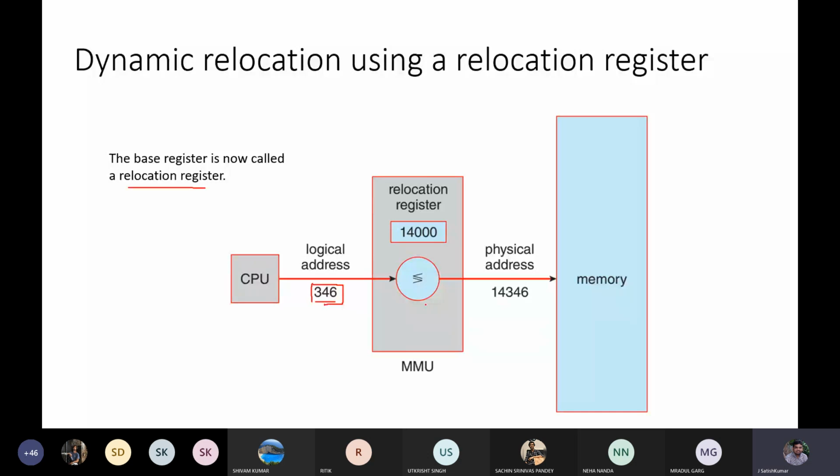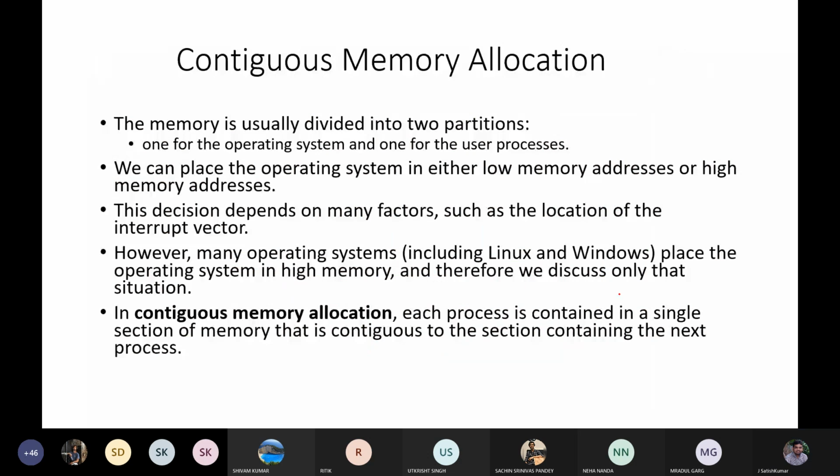Now the memory management unit will calculate with the relocation register as 14,000 and the logical address as 346. The physical address is simply the relocation register plus the logical address. It will be kept in memory at location 14,346. It simply adds and checks whether that space is available. So simply that will happen.